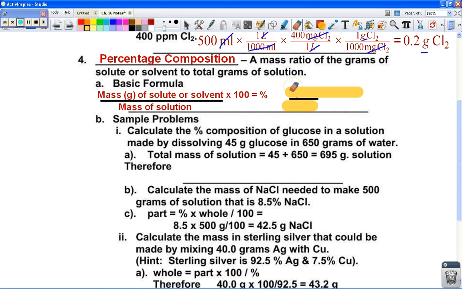Okay, or the other way of looking at it is part divided by whole times 100 equals a percentage. But that's just how you figure a percentage anyways.